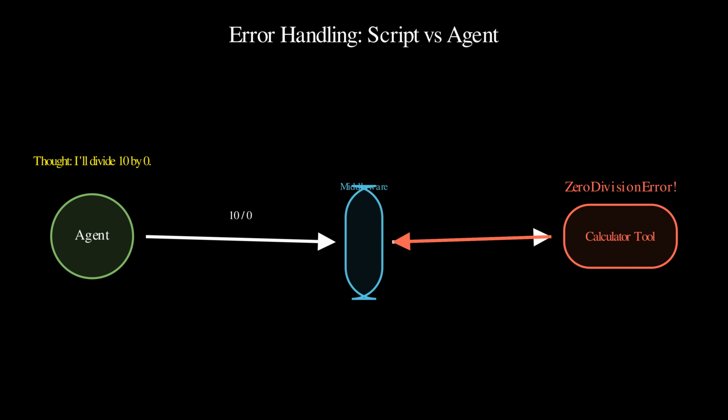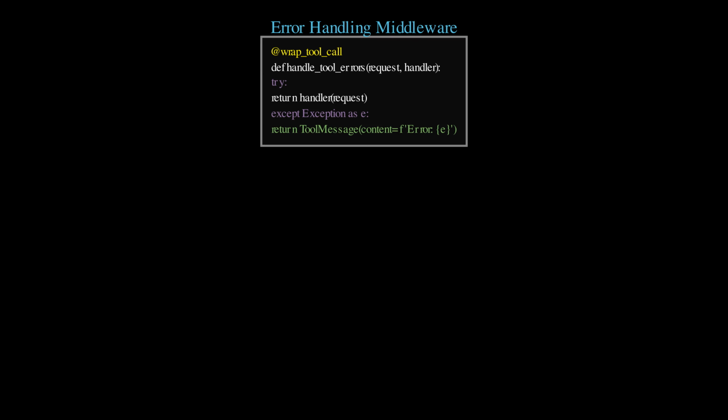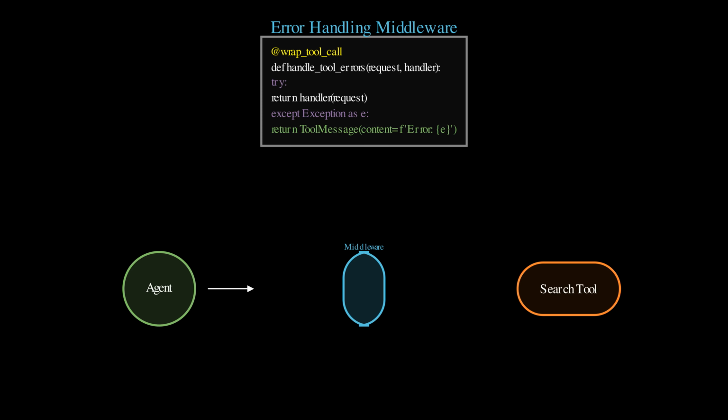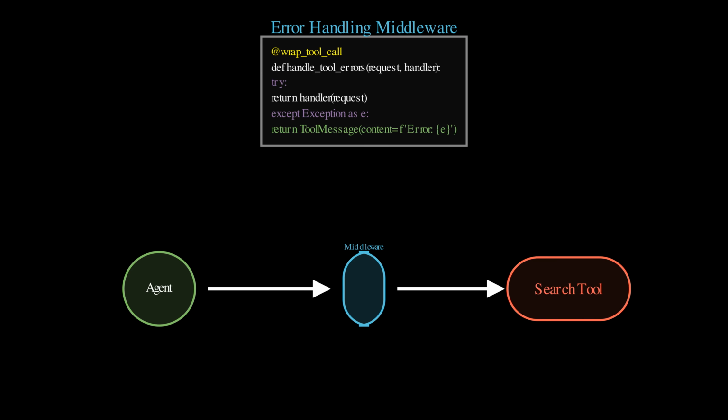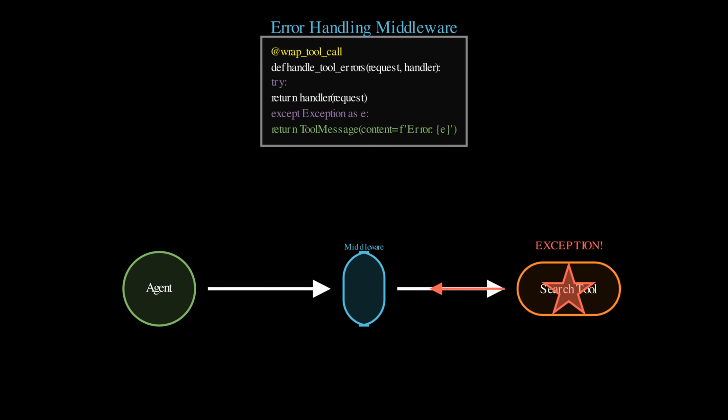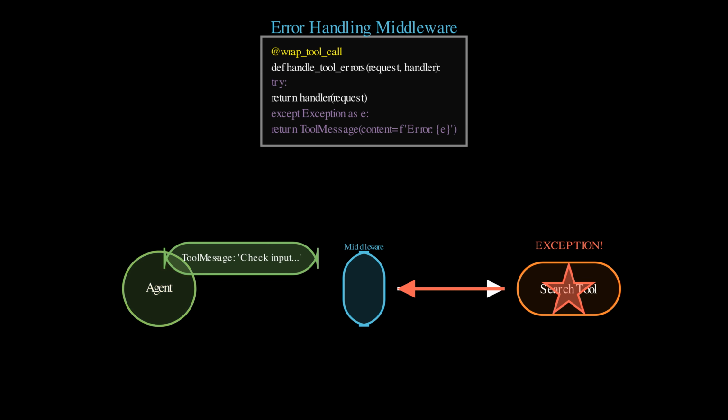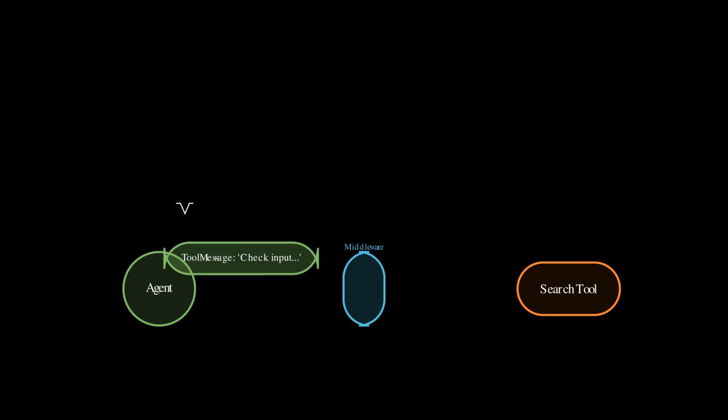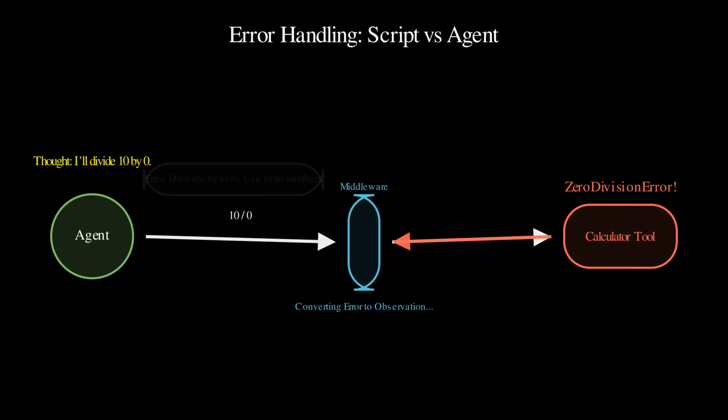But in an agent, we can use middleware to handle this. Specifically, we use the @wrap_tool_call decorator. How does that change the outcome? Okay, imagine your agent tries to calculate something and accidentally divides by 0. Instead of the whole program crashing and burning, the middleware catches that exception. It then formats a special message, a ToolMessage, that contains the error. Wait, so it sends the error message back to the LLM?